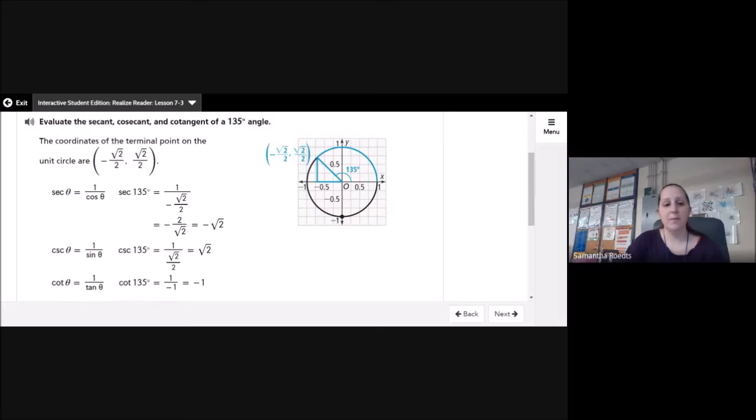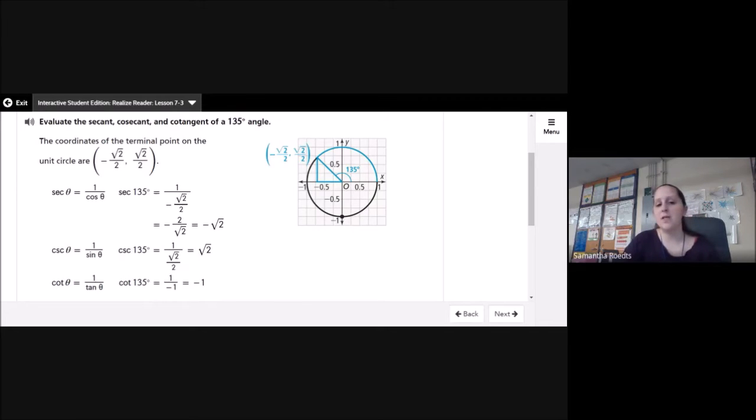Remember, I keep, change, flip. So I keep my first, I change my division to a multiplication, and I flip my second number. So square root of 2 over 2 becomes 2 over the square root of 2 multiplied by 1. I still have that negative sign. Then I'm going to simplify it because I don't like radicals in my denominator.